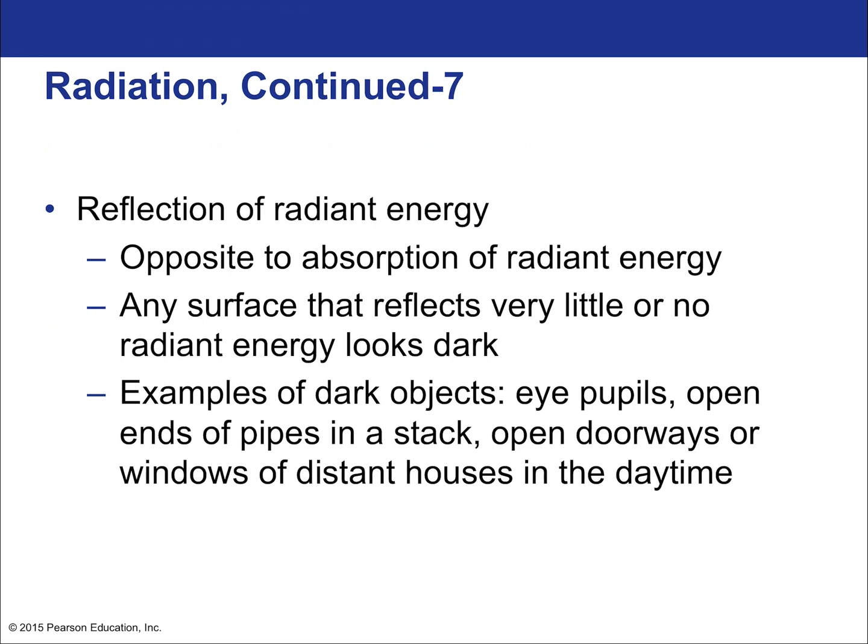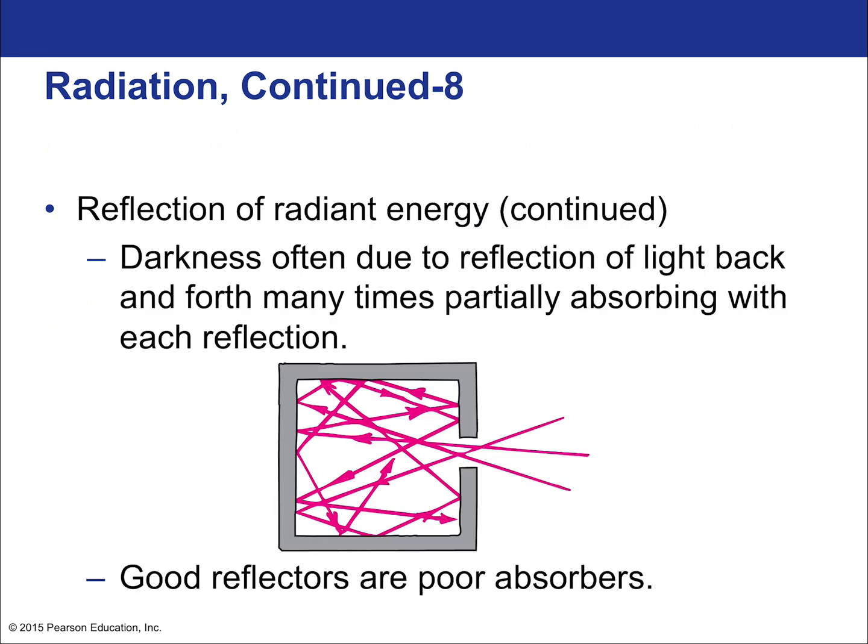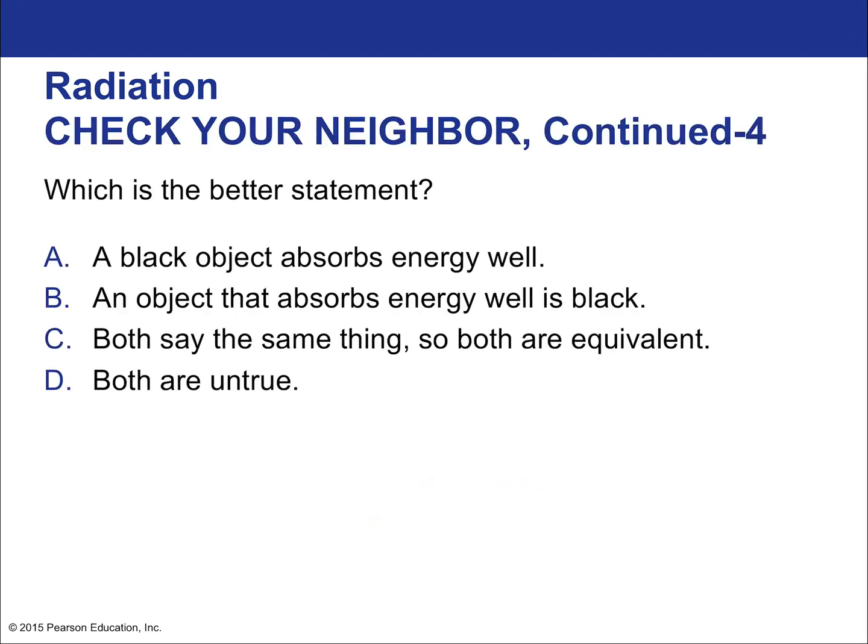Reflection of radiant energy is the opposite of absorption or emission. It's a different process altogether. Any surface that reflects very little or no radiant energy looks dark, all right? So examples of dark objects: eye pupils, open ends of pipes in a stack, open doorways, or windows of a distant house in the daytime. So reflection, we can think of it like this, right? Basically a hole where the light just isn't coming back out, it's trapped inside. So darkness is often due to reflection of light back and forth many times, partially absorbed with each reflection, okay? And again, a reminder, good reflectors are poor absorbers.